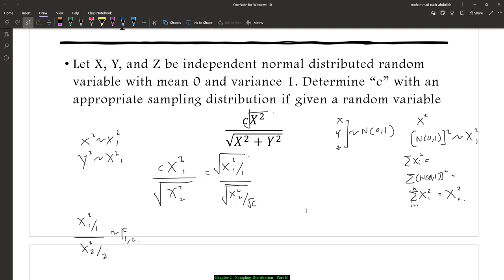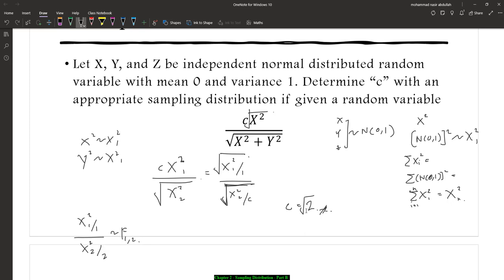This is the question, right? I think I missed something. The square root of X squared divided by the square root of X squared plus Y squared. So this one should be F with 1 and 2 degrees of freedom. So C should be, the square root of C is equal to 2. C is supposed to be here, right? If it covers all of this, then it is supposed to be at the bottom, so C is supposed to be the square root of 2.